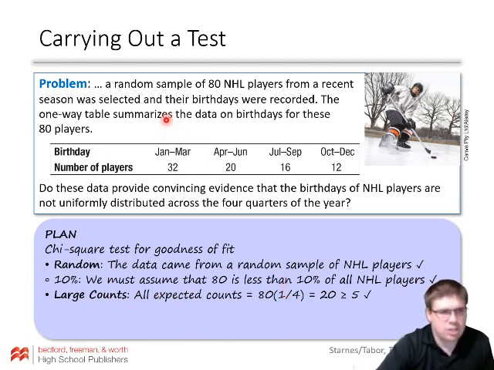We can check that by doing 1/4 of our 80. We'd expect 20, so 80 times 1/4 is 20. And then all of our expected counts are 20, which is at least 5.